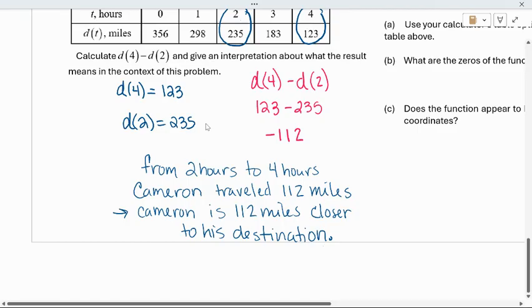So you have to think about what's happening. He's getting closer to home. He's taking 112 miles away from his total trip. Okay, I'm going to leave that there for a second. Raise your hand if you need more time on that.